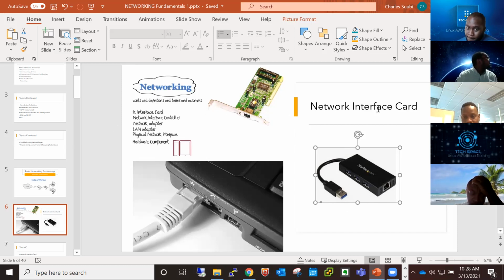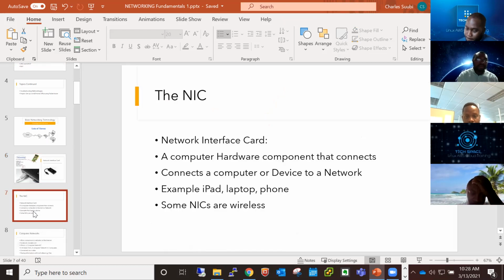So guys, this is the NIC. This is the network interface card. So what does it do? What's the function of the network interface card?